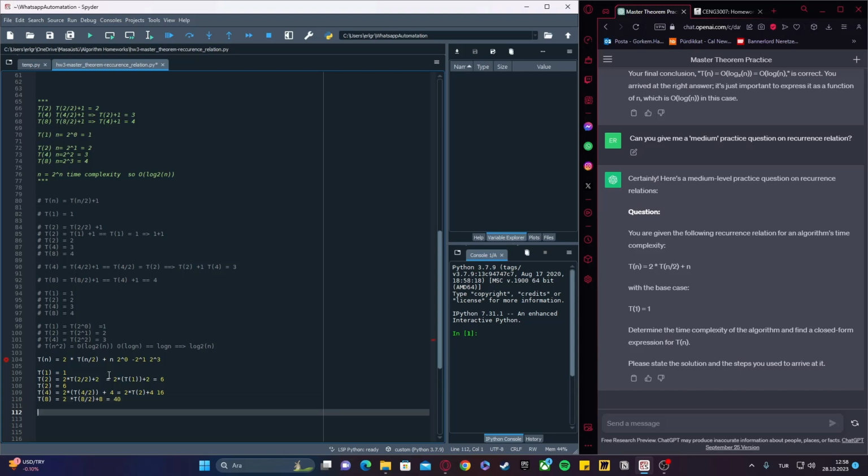So how can we write it? T(n) is equal to, for the n divided by 2, we can write actually log n, and always multiply by 2. So 2 multiplied by log n plus n. Actually, we can give it like this one. And let me ask ChatGPT.